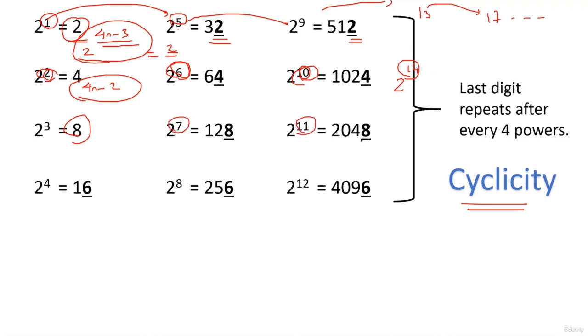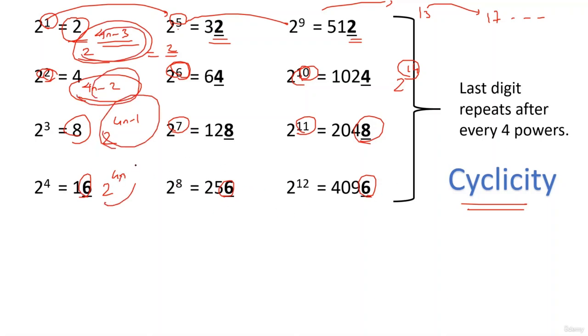2 raised to 11 also ends with an 8, right? So all the powers of 2 which are of the form 4n minus 1 will always end with an 8, right? And lastly, you can observe, guys, all the numbers of the form 2 raised to 4n will always end with a 6, right? So 2 raised to 4 and so on always end with a 6.